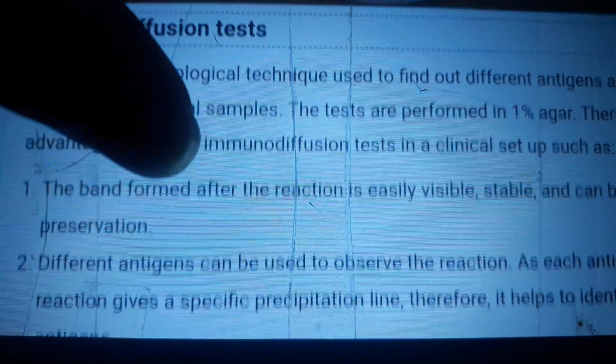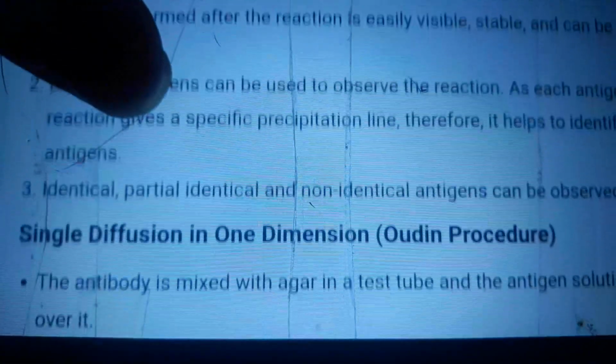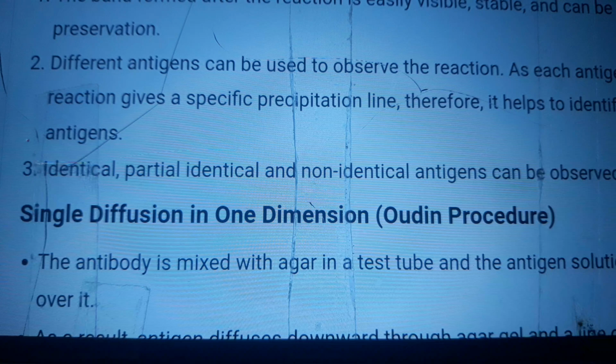We'll watch it later. Immunodiffusion test. This is an immunological technique used to find out different antigens and antibodies in clinical samples. The tests are performed in 1% agar. There are some advantages of using immunodiffusion tests in a clinical setup, such as the band formed after the reaction is easily visible, stable, and can be stained for preservation.